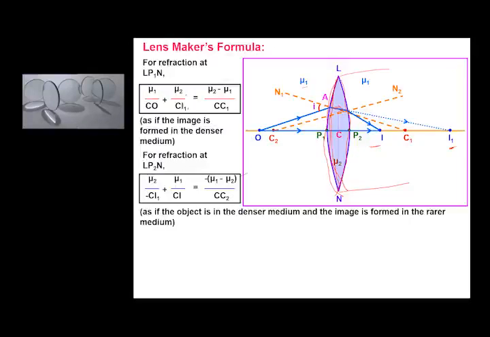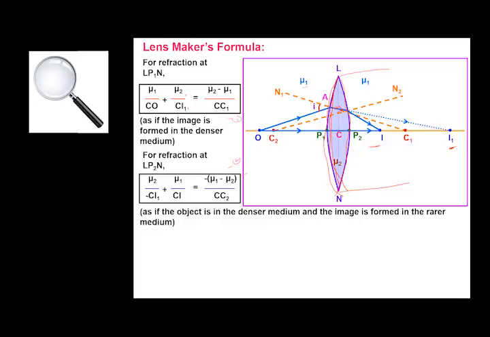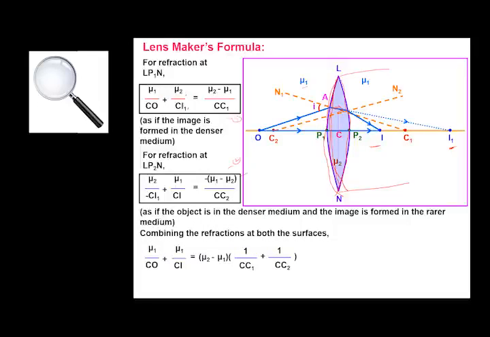So if you take this minus sign inside, you call this equation number 1 and this equation number 2, and add these two together. Then we will get this here. You will get mu1 by CO. These two get cancelled: mu2 by CI1 and mu2 by CI1 cancel. Then what is left is mu1 by CO. That is what we will write here.